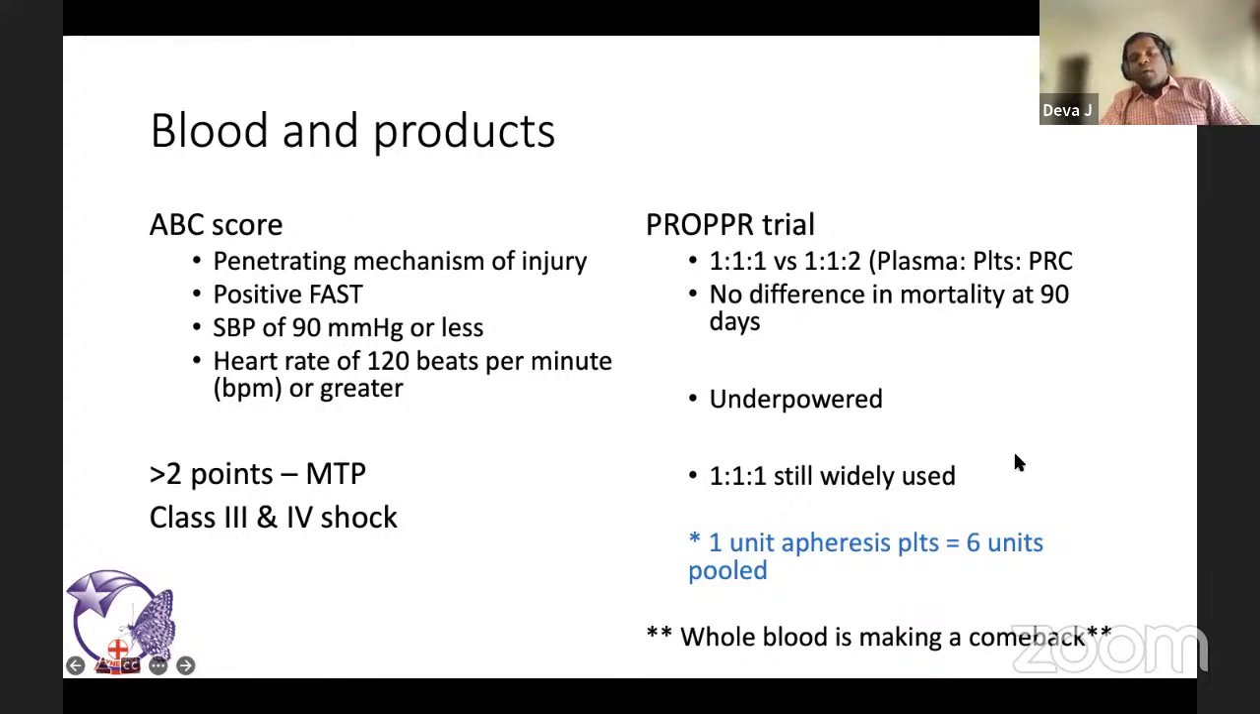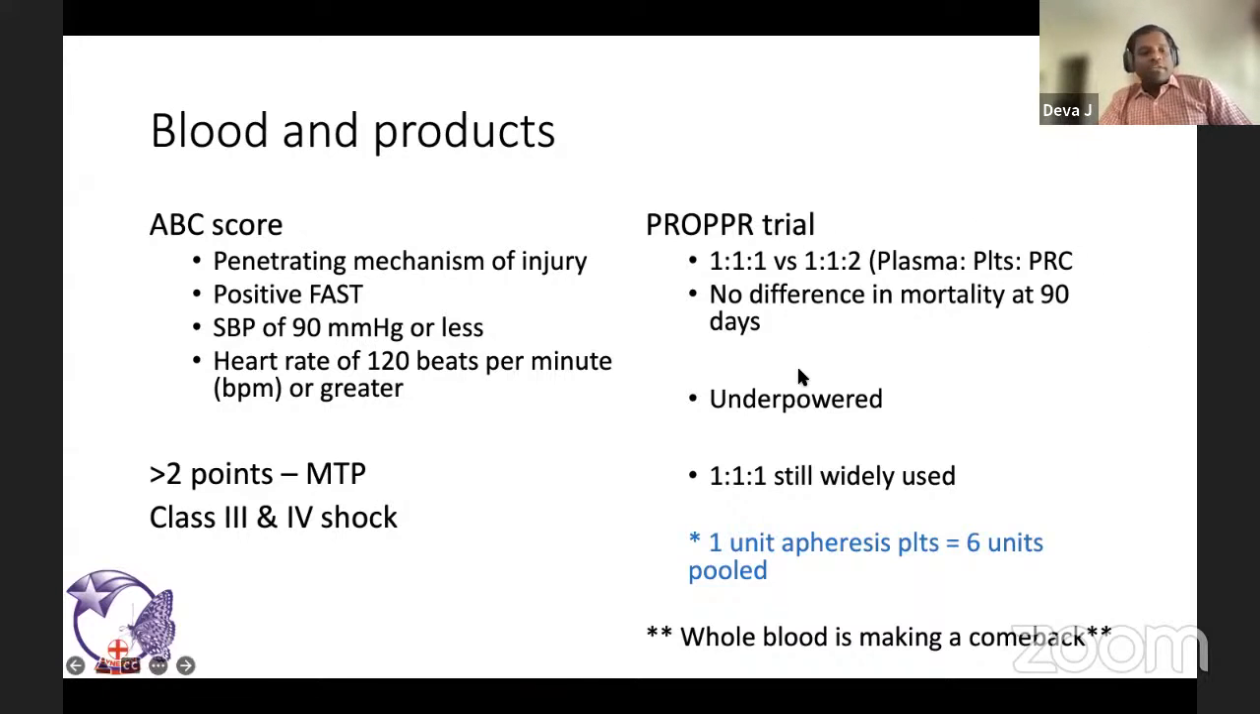There was a trial called the PROPPR trial that looked at this, because that's a lot of blood products. So I'm going to order blood products. I have to order 2 blood, 2 FFP, 2 platelets. That's a lot of blood products, and it may be difficult to get hold of so many products at any particular point in time in some situations and in some places.